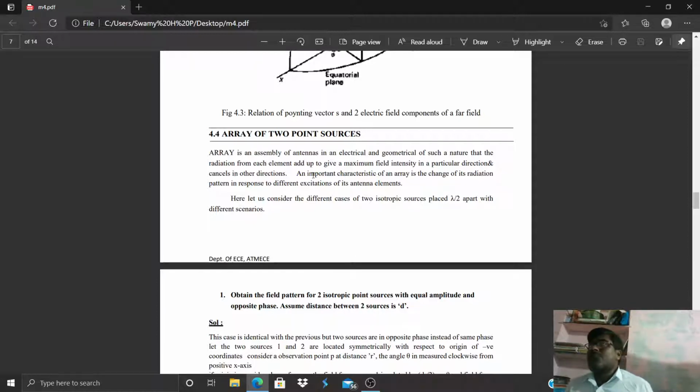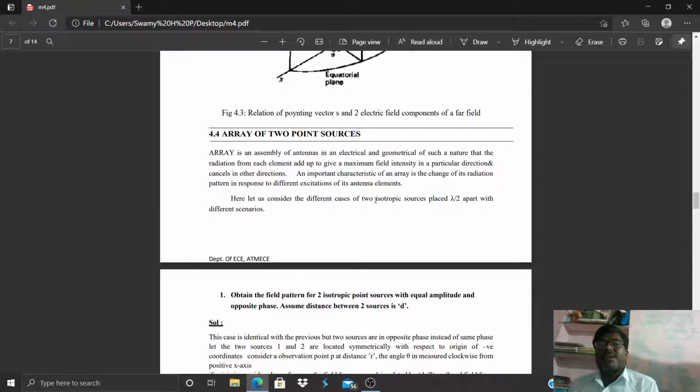If you are having n number of point sources in an array, each point source will radiate its own radiation. At a distance point P, if you want to calculate, the contributions will be added at that point in space to calculate the total power radiated by all n antennas. So each element adds up to give a maximum electric field intensity in a particular direction, and it cancels in other directions.